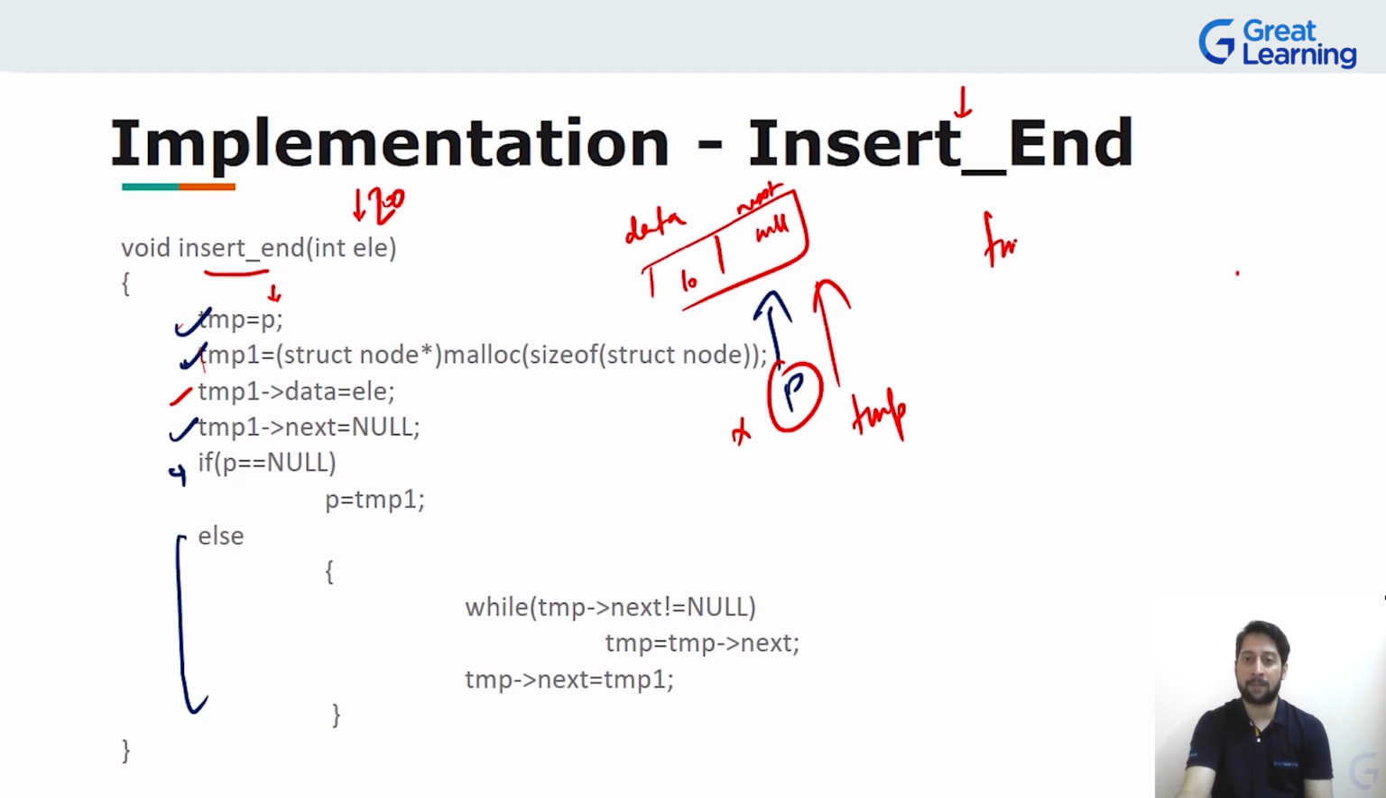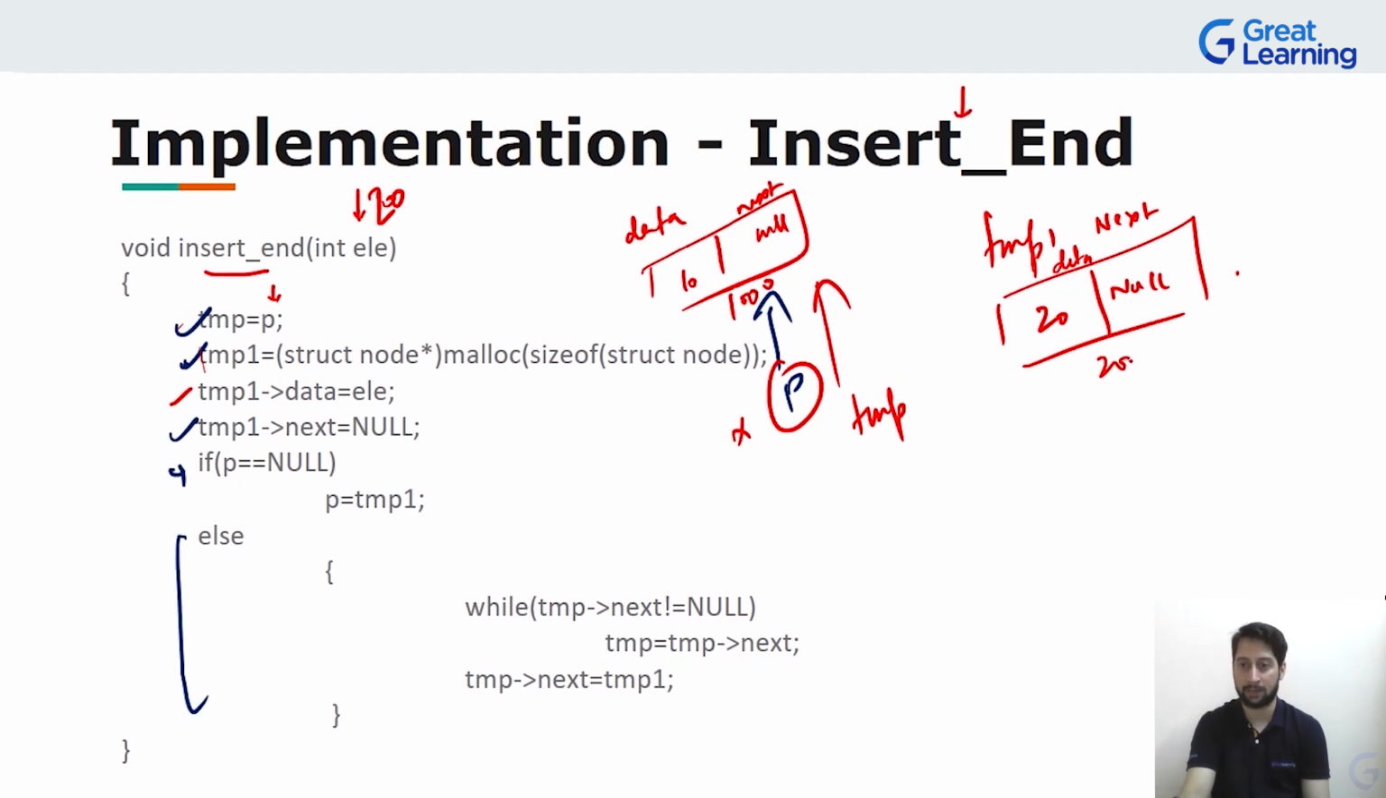Now we created tmp1, and in that tmp1 we are storing 20, and in the next part we are storing null, because obviously it will always be added at the end. We are inserting a node at the end. The next part is null, the data part is 20, and obviously this will have some address, so 2000, and this is 1000. This is 1000, this is 2000, and this is tmp1. Done. So these steps are done. Now is P equal to null? No, in this case we're pointing to 1000, so this will not be executed.